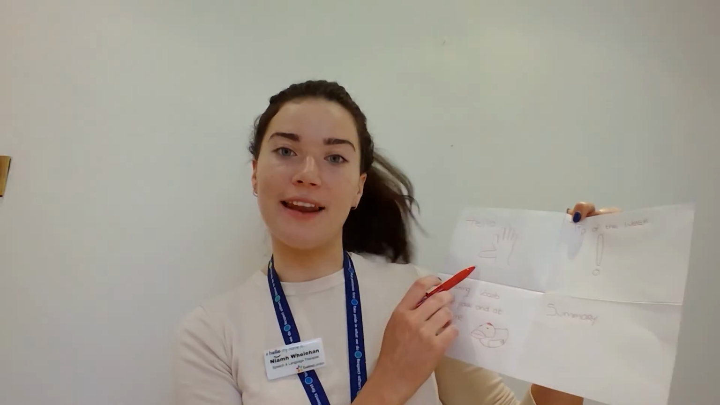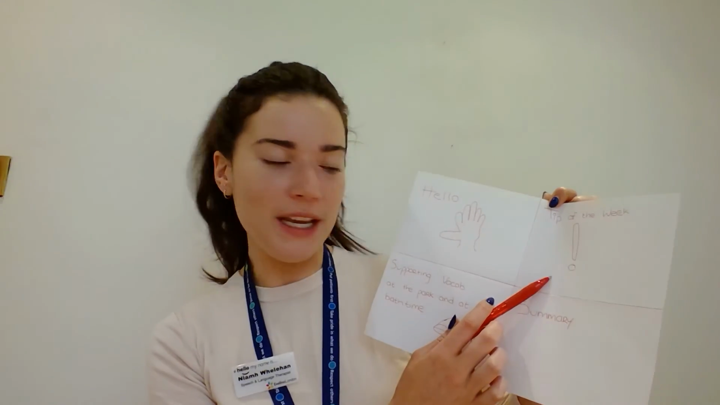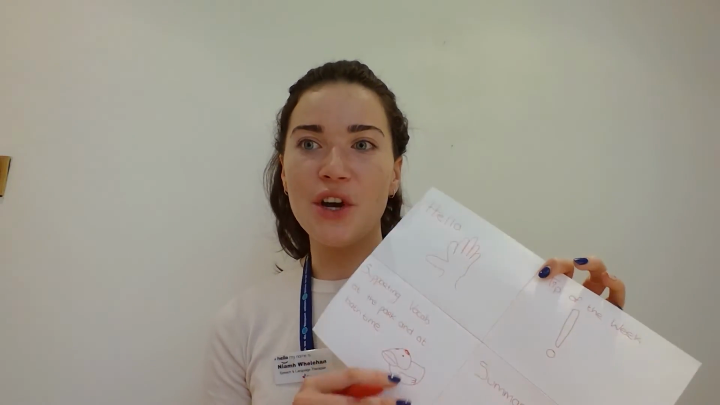So let's have a look at our visual timetable. We have done our hello, we have talked about our tip of the week, we have spoken about supporting your child during going to the park and also at bath time. And last, we just have our summary. So I hope you've enjoyed the ideas of how you can support your child in those everyday routines. Try a go at making a visual timetable just with some paper and pen. It's really, really simple and it can really help your child understand the routines of their day. And this can just really be roughly done.